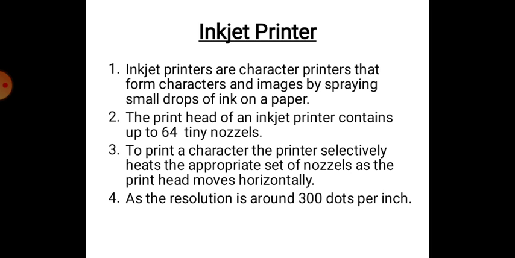head. Point number 4. To print a character, the printer selectively hits the appropriate set of nozzles as the print head moves horizontally. As the resolution is around 300 dots per inch. Students, when you want to print a character, the shape of the character should be available. So the appropriate nozzles among those 64 nozzles will be heated and ink will be sprayed on the paper. And its resolution is quite good. There are 300 dots per inch, which is supposed to be good quality.